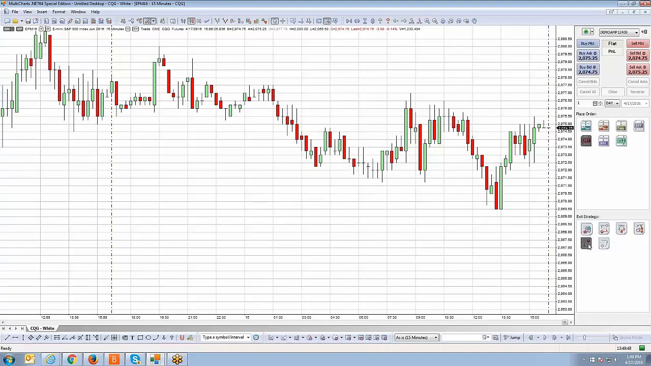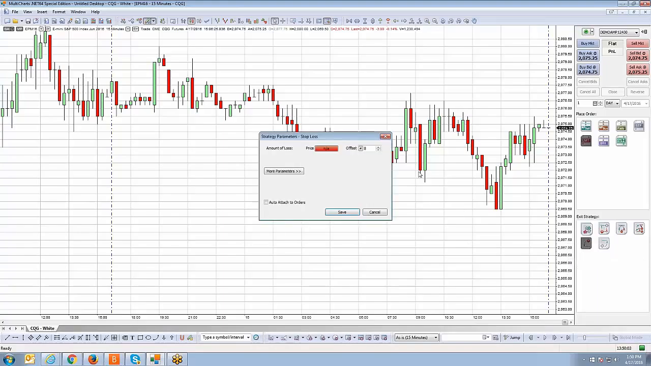All right, so the reason why I'm pointing this out is because in order for you to use a trailing stop exit strategy or a break-even exit strategy, you have to have an initial stop in place. Otherwise, if you don't have a stop in place, there is no stop to trail, there is no stop to move to break even. So let's go ahead and do that first.